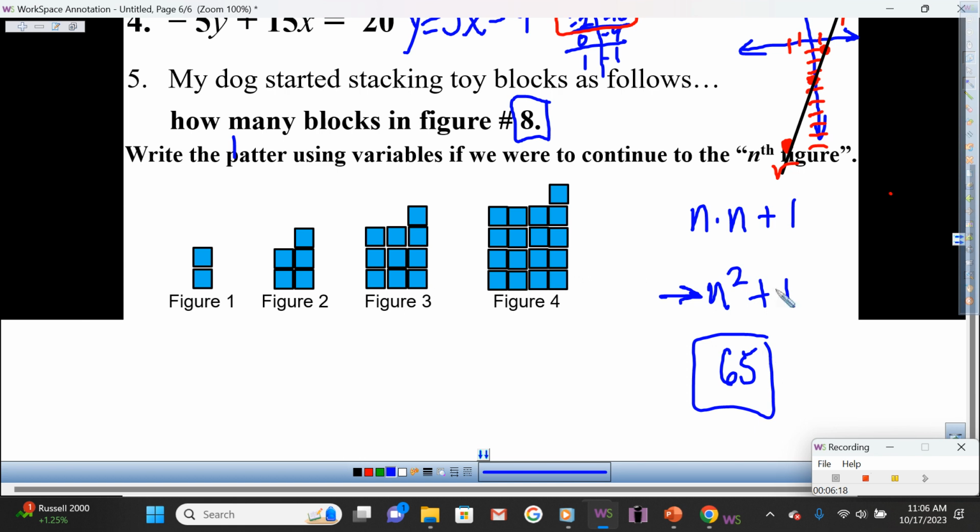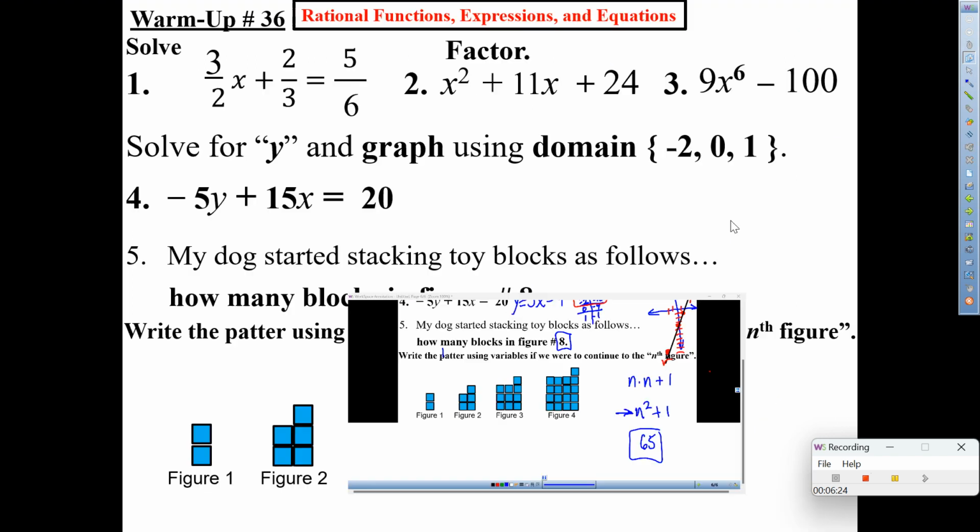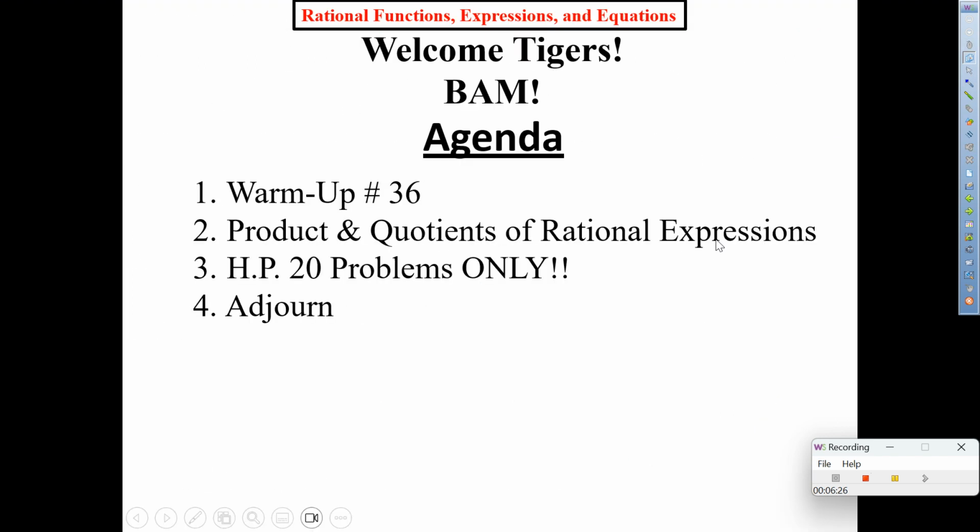All right. Copy the agenda for today, and make sure you send me your warm-up, please. Warm-up number 36, just finished. Product and quotient of rational expressions. Home plate tonight is only 20 problems, only. We're going to start here, though, so we can go a little bit faster. I'm going to split it up. I'm probably just going to leave you either the odds or the evens. We'll check them right now.